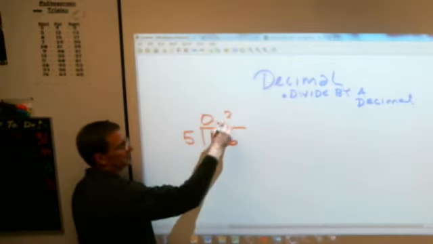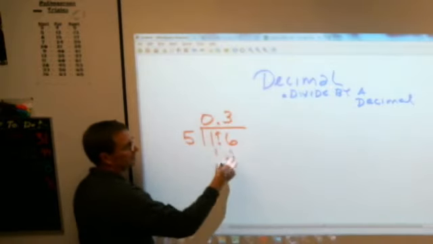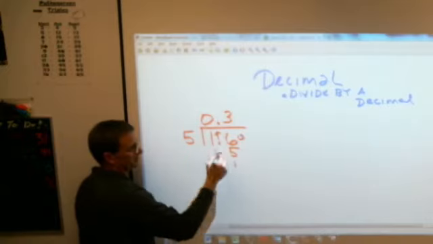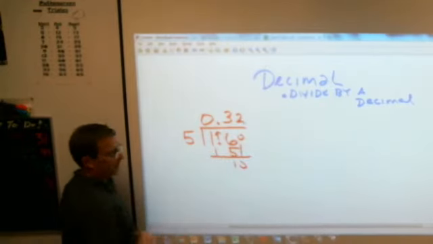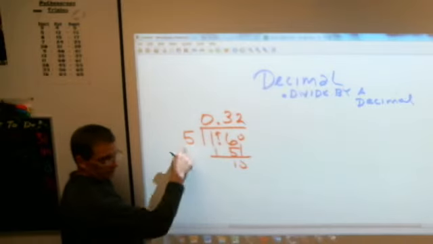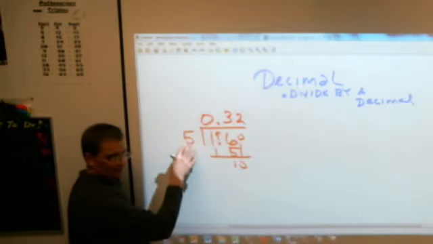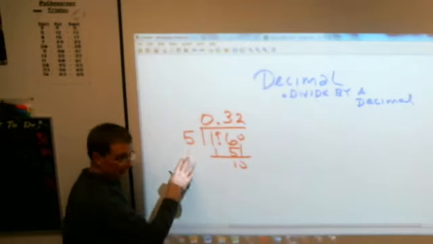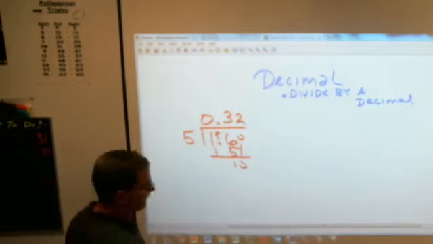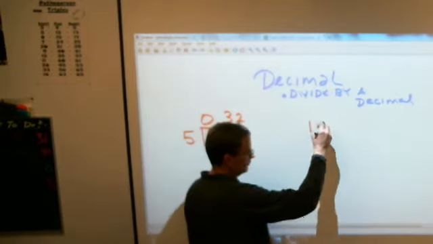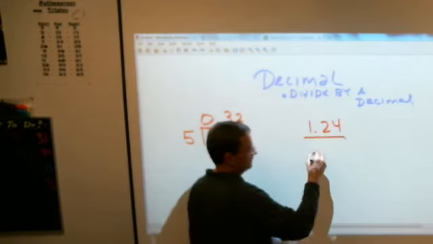5 goes into 16 3 times. You get 15, and then you have to keep adding zeros until it works out. So you get 0.32. What is different about today is we are now going to figure out what to do if there happens to be a decimal in my divisor. Okay, and that changes things a little bit, so you have to be a little careful here. If you have this, the book gives this as a problem, 1.24 divided by 0.4.